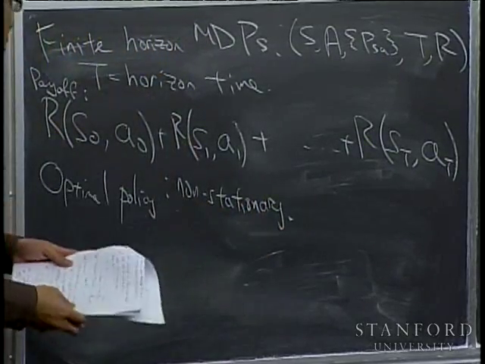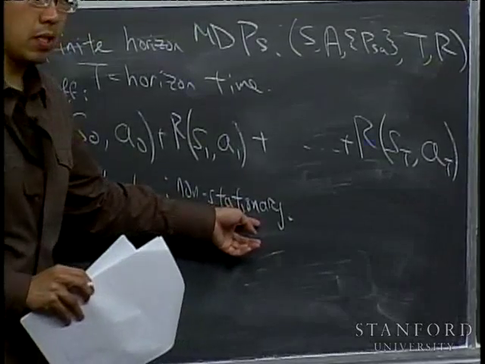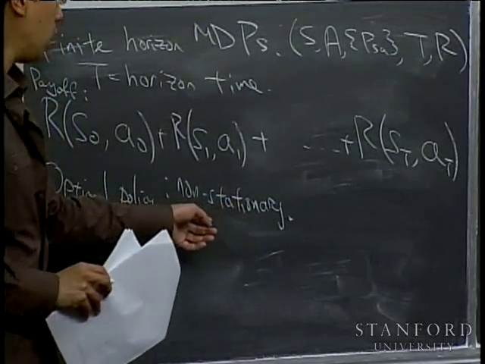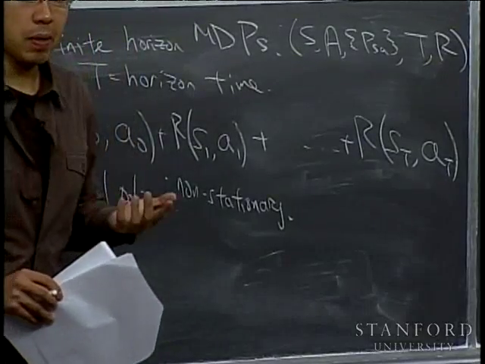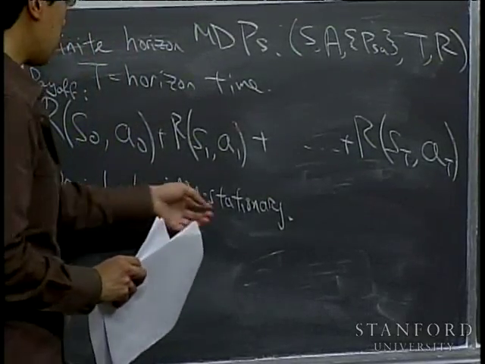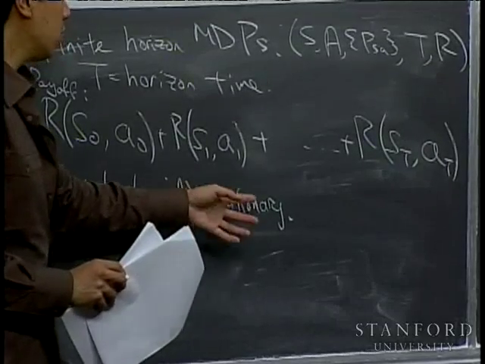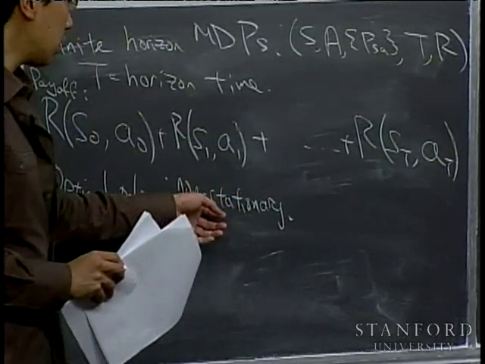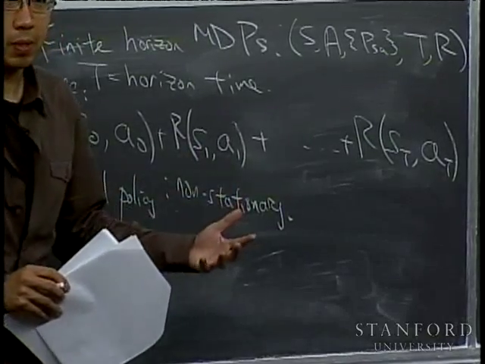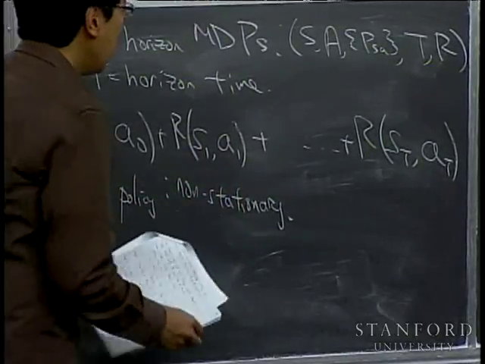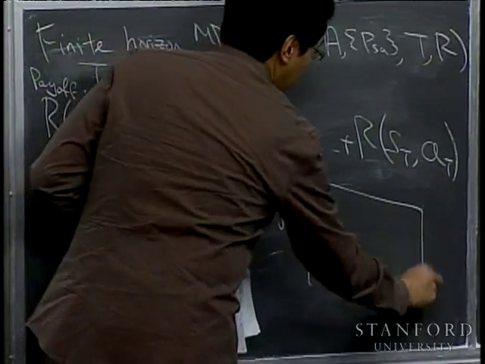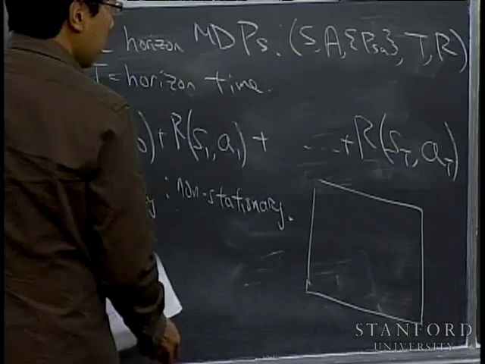Okay? The term stationary means that it doesn't depend on time, and non-stationary means that it may depend on time. So non-stationary roughly means that my optimal action to take will be different for different time steps. That's what non-stationary means.